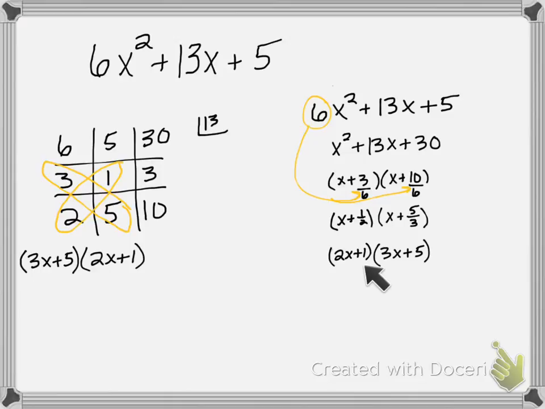That's why the 2 went from underneath the 1 to out in front. That's why the 3 went from under the 5 to out in front. And these are the factors of our original trinomial. Notice they're the same factors we got when we did the tic-tac-toe method. Alright, now we're going to look at one more, and we'll see each method here as well.